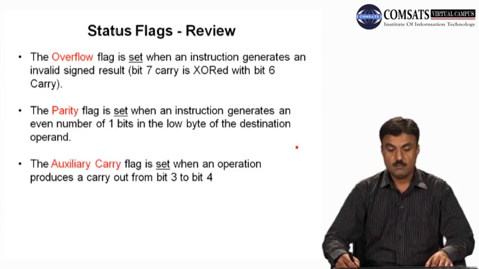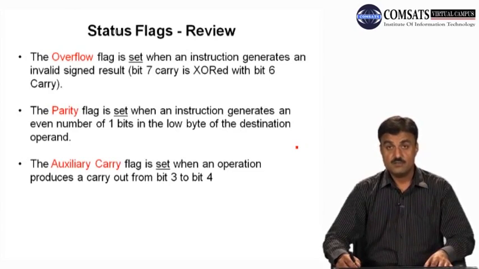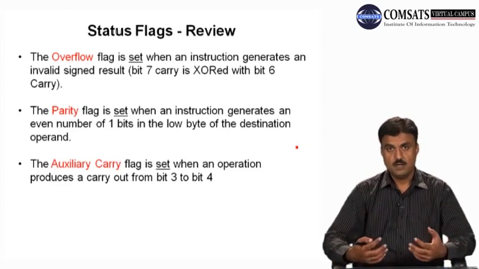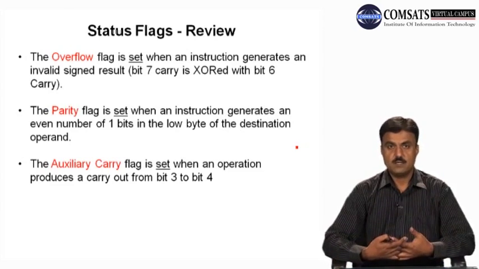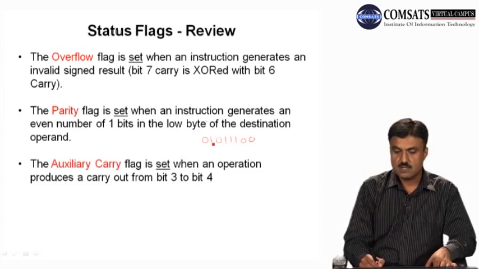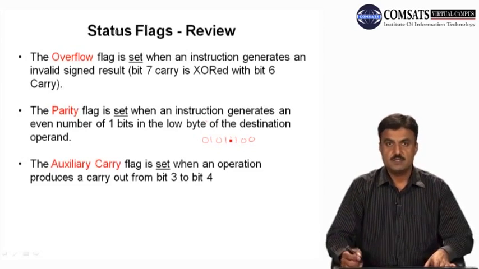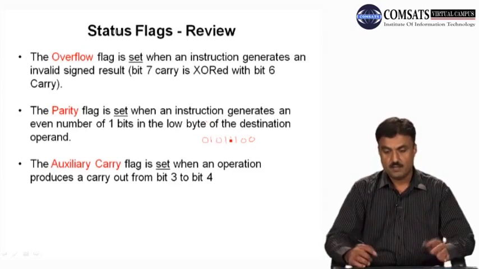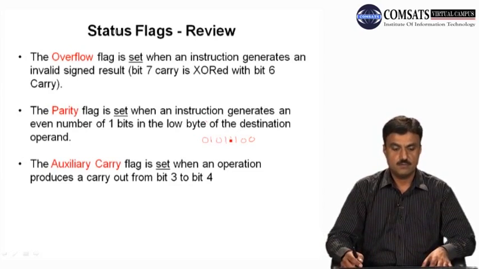There is another one called the parity flag. This parity flag is set when an instruction generates an even number of ones. For example, if the result has an even number of ones, like here you can see, 0, 1, 0, 1, 1, 1, 0, 0, and so on. If this is the output, then the number of ones is even, so this flag will be set. On the other hand, if there is an odd number, then it will be 0.